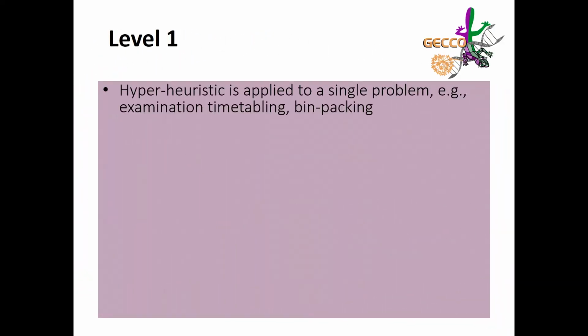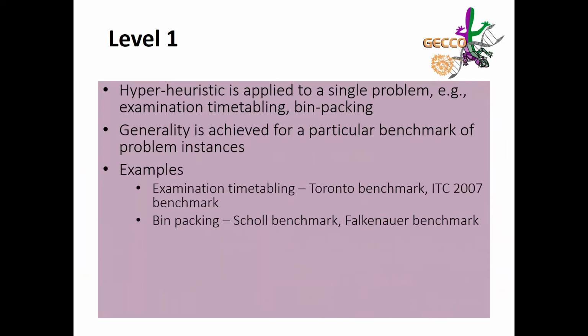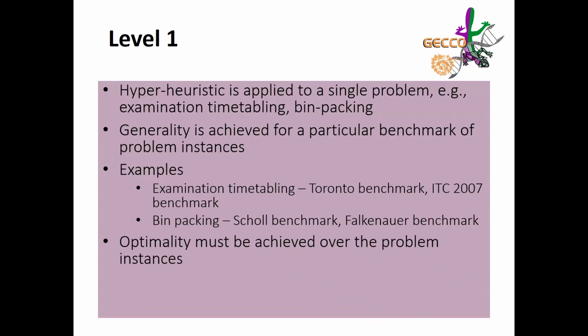Okay, so this is just to give you some examples. If you were looking at level 1 hyperheuristics, hyperheuristics applied to a single problem like examination timetabling or bin packing, generality is achieved with a particular benchmark. So both generality must be over the problem instances, and we're looking at optimality over the problem instances. So for examination timetabling, you'll use a different examination timetabling benchmark set. For bin packing, you'll use a different bin packing set. Both generality and optimality will have to be achieved over all the data sets.